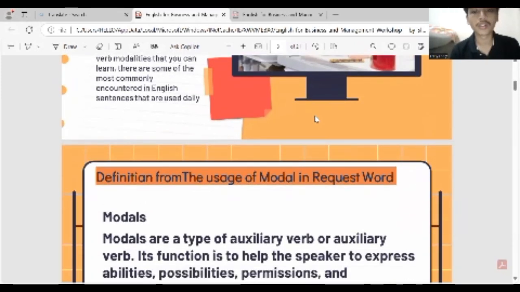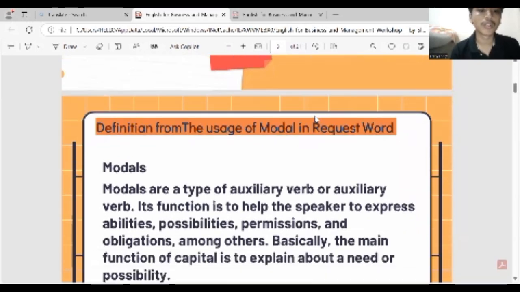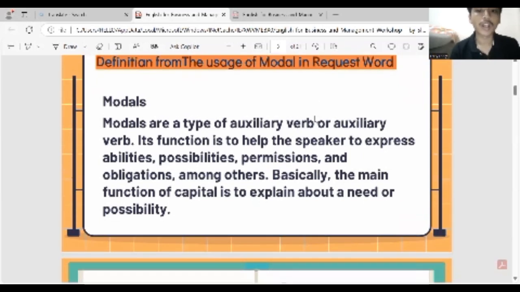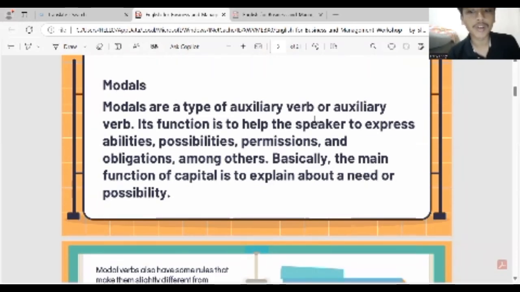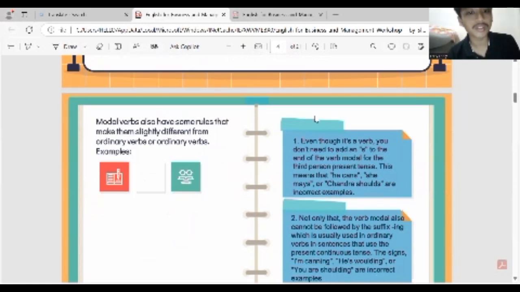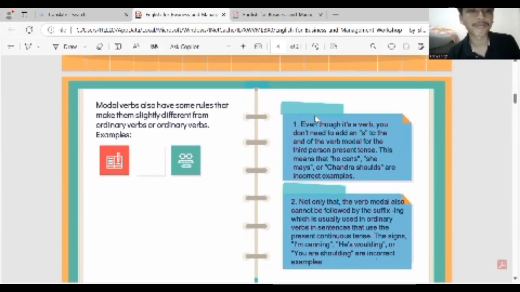Definition of the use of modals. Modals are a type of auxiliary verb. Its function is to help the speaker express ability, possibility, permission, and obligation. Basically, the main function of a modal is to explain a need or possibility. Modal verbs also have some rules that make them slightly different from ordinary verbs.